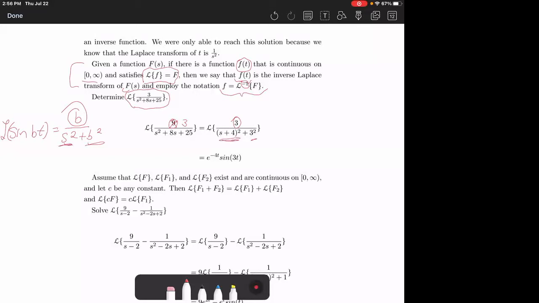But here's where we use our translation rule from the last video, where s minus a can replace s if you multiply by e to the at. Well, here we're not subtracting, we're adding. So it's not going to be e to the positive 4t, it's going to be e to the negative 4t. And that's how we get our answer. It's e to the negative 4t times sine of bt, but the b value is 3. So sine of 3t.